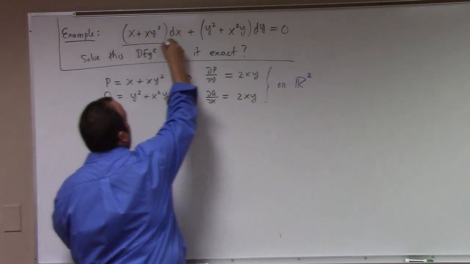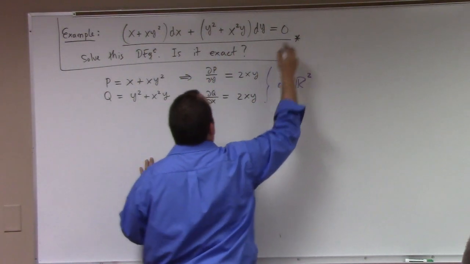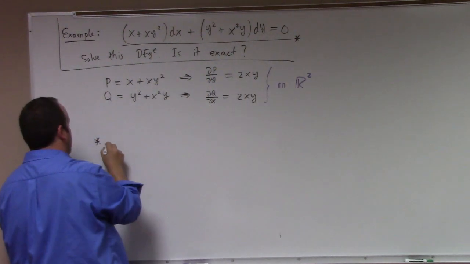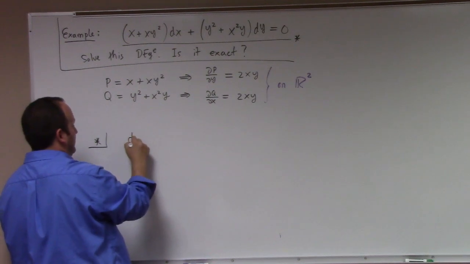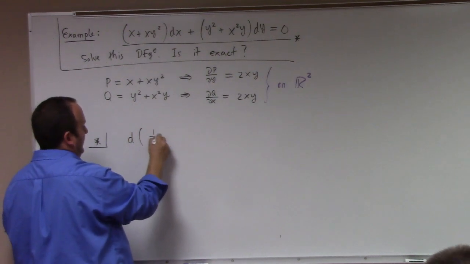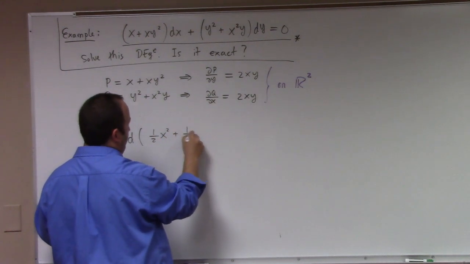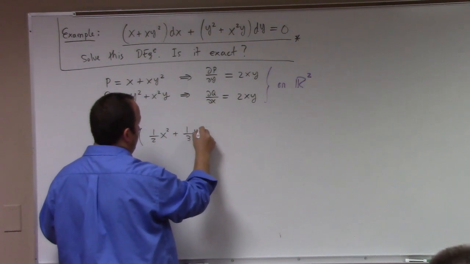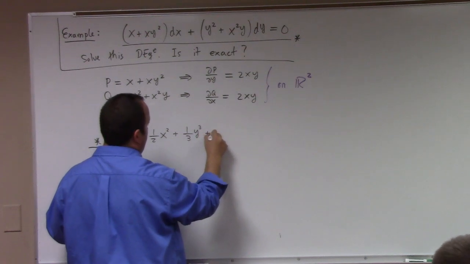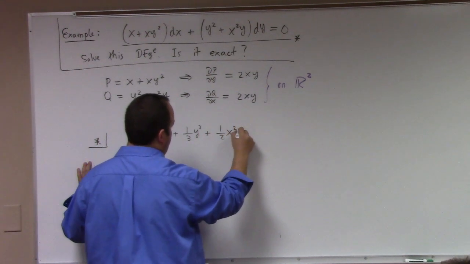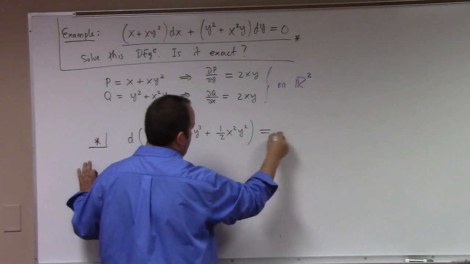Somebody give this a name because I don't enjoy writing it again. But if you look at star, what is that? It's really the differential of what? 1/2 x squared plus 1/3 y cubed plus 1/2 x squared y squared equals 0.